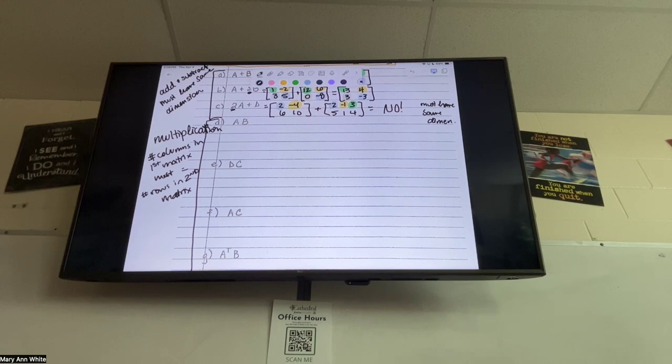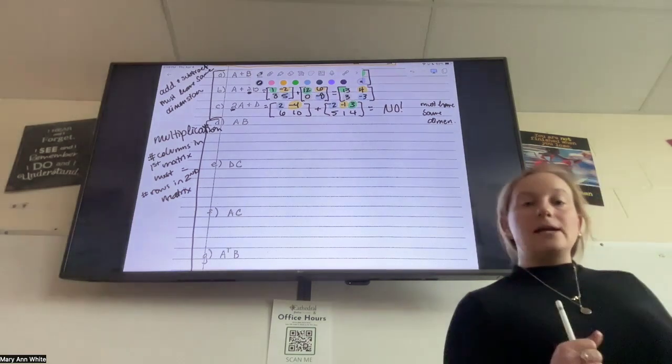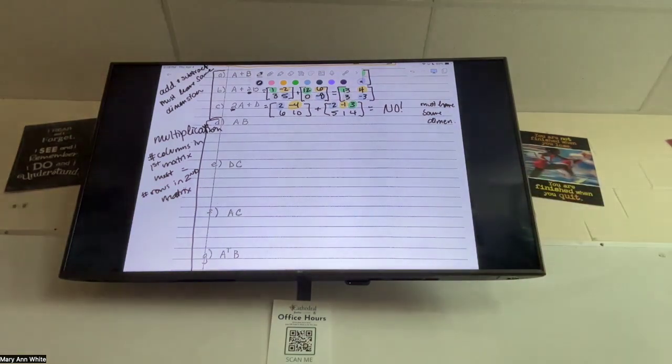Number of columns in the first needs to match number of rows in the second. Now, I'm going to show you that that's not necessarily something that you have to think in your head. We're going to use the dimensions, okay? So let's look at dimensions of A and B.